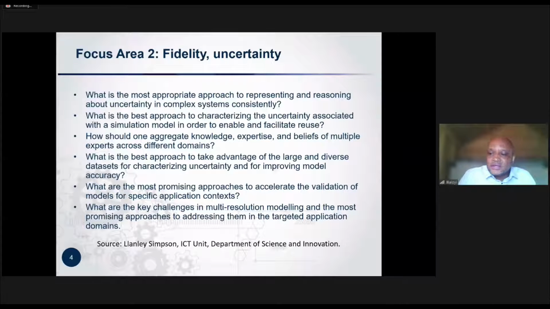So all of that is something that we need to tackle, such that we can have a mechanism in place that can really accelerate that validation. And then the other question I can highlight is, what are the key challenges in multi-resolution modeling and the most promising approaches to address them in a targeted application domain?